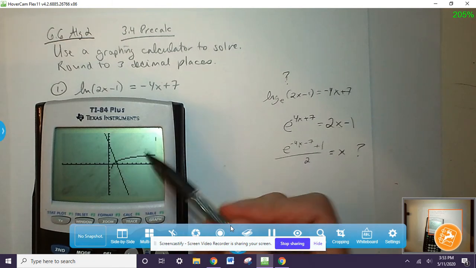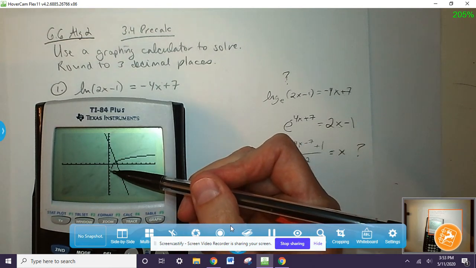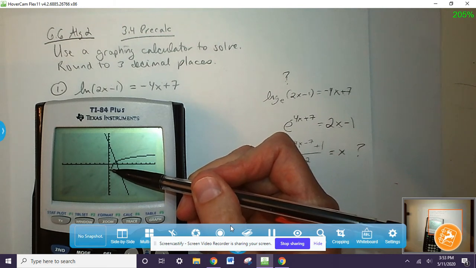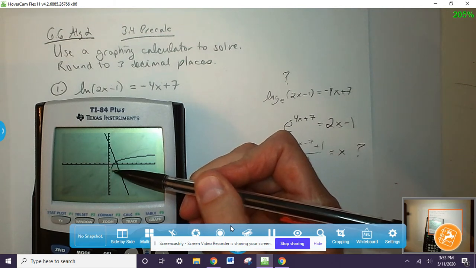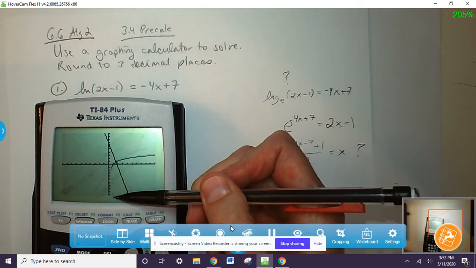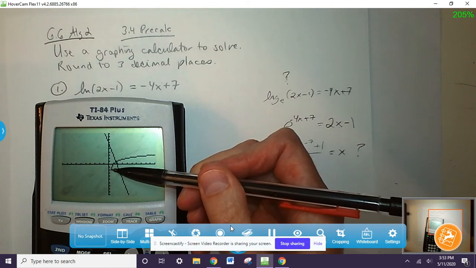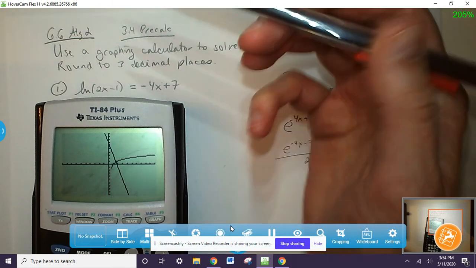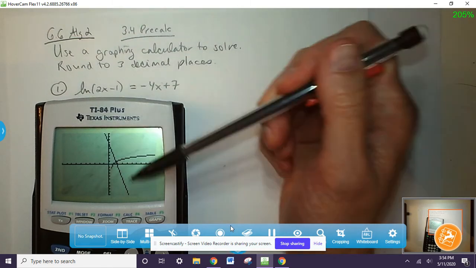The log graph really should keep coming down more toward this, but as we've shown in the past, the calculator has trouble graphing log accurately when it gets toward where the vertical asymptote would be. So just be aware that it doesn't really stop right there. It actually continues down toward a vertical asymptote. But regardless of that part of the graph, what we're interested in is the point where those two intersect.